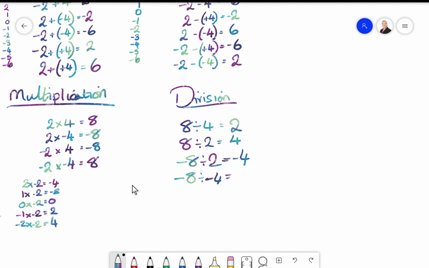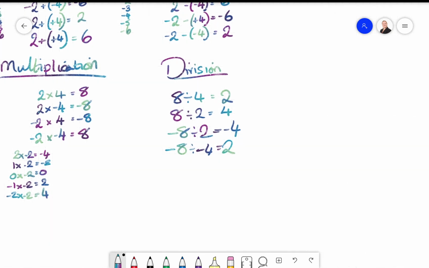Or I could say minus 8 divided by minus 4 is 2. Okay, and it works for that one as well. And then if I've got 8 divided by minus 4, that is minus 2. And if I've got 8 divided by minus 2, that is minus 4. So it's the same rules as multiplication. If the signs are the same, the answer is positive. If the signs are different, then the answer is negative.